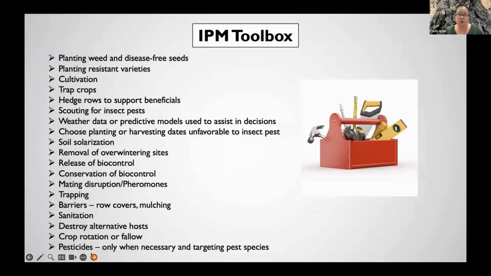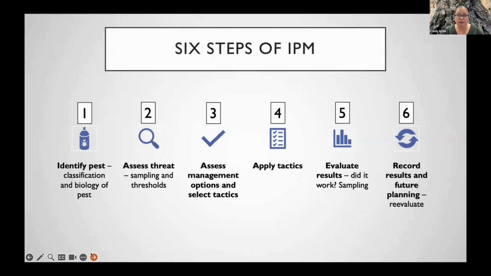And there are a lot of tools that we use in IPM. This is a list of some of the tools that are available to us. It's a wide range: trap crops, conservation of biocontrol, using barriers, row covers or mulching, rotation or fallow, which is not really usable in vineyard settings. But there are other ones, trap crops, planting resistant varieties. We do a lot of these in vineyards.